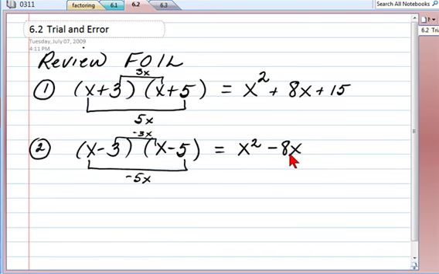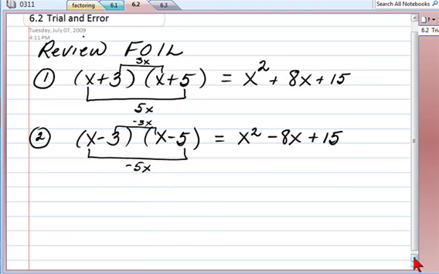What's the product of the last? It's still positive 15. So if you take a look at those two, you notice that both of them got as their last terms positive 15. But the first example got a positive 8, and sure enough, both of the signs here were positive. The second one got as its middle term negative 8, and both of the signs were negative. Okay, so I'm just asking you to make some observations. Yes, question?